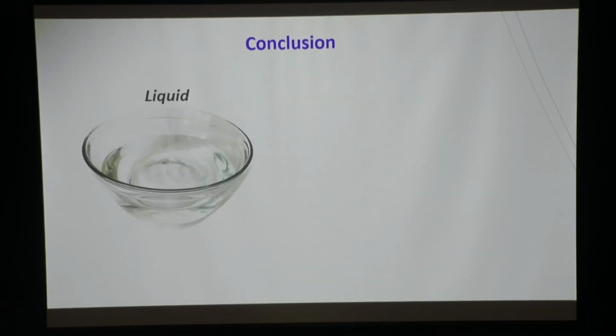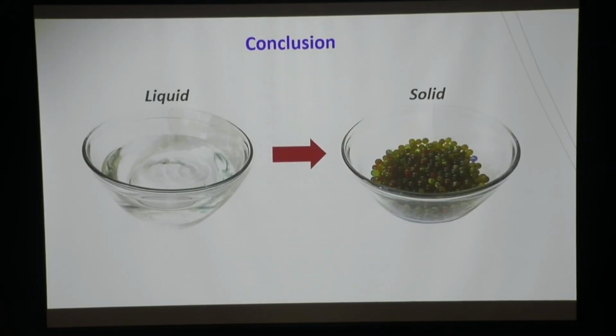So now I will conclude, and I will conclude by saying that in the past, when we would look at electrons with our STM, the electrons would look like a liquid, like a bowl of water. But now they look like a bowl of marbles.